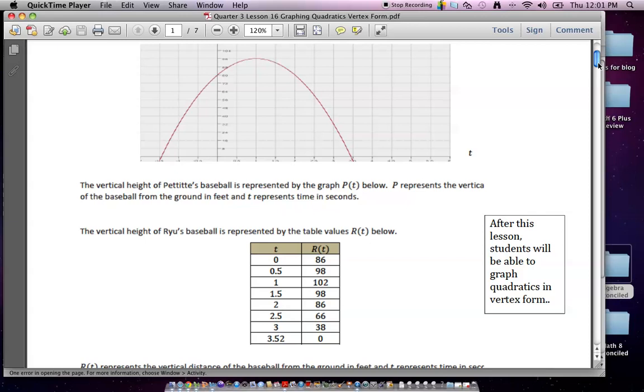Did they throw the ball from the same place? No, this one threw from 86. Okay? So they did not throw from the same place. And is there any other questions? Yeah. Ryu claims that he can throw the ball higher than Pettit. Is he correct or incorrect?